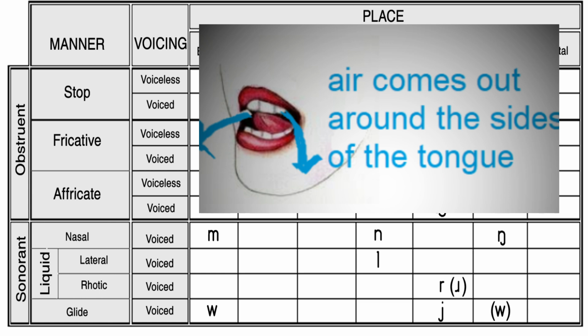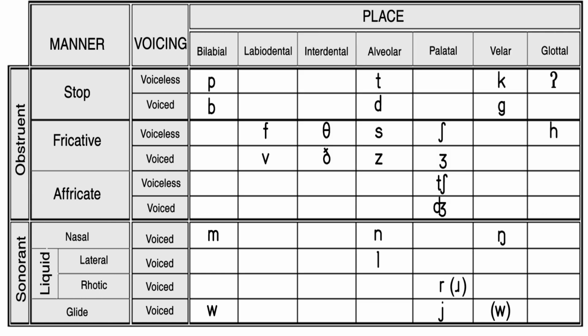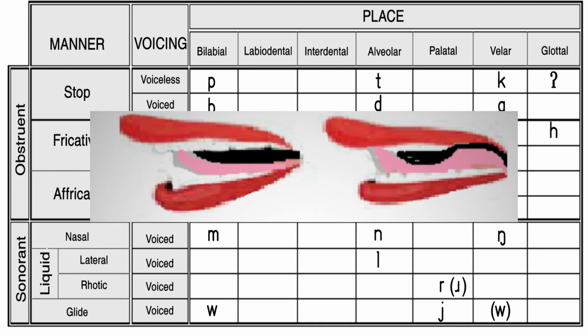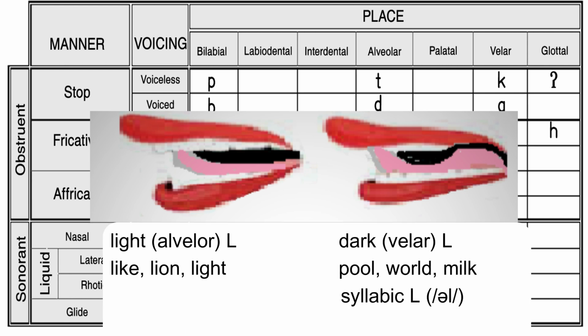English has one lateral liquid phoneme, "la", but it actually has two different sounds: the alveolar lateral approximant, also called the light L, and the velarized alveolar lateral approximant, also called the dark L. For the light L, the tongue is brought near the alveolar ridge, forcing the air around the tongue toward the sides, lateral, of the mouth before being allowed to exit. The light L occurs in a syllable initial position. For example, like, lion, light.